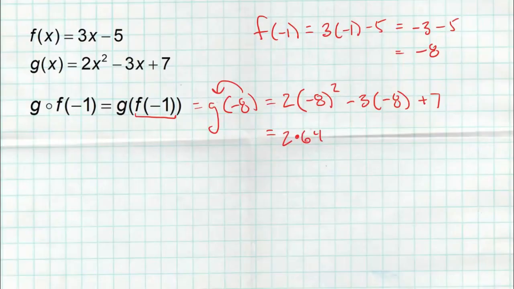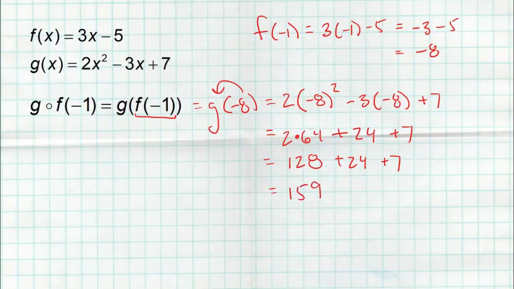Negative 3 times negative 8, or minus 3 times negative 8, however you want to say that, is going to be a plus 24 plus 7. All right, 2 times 64 is 128 plus 24 plus 7. And listen, if you need to grab a calculator to do that math, that's fine, but hopefully you can do that math in your head. Not overly difficult, but you should get 159.